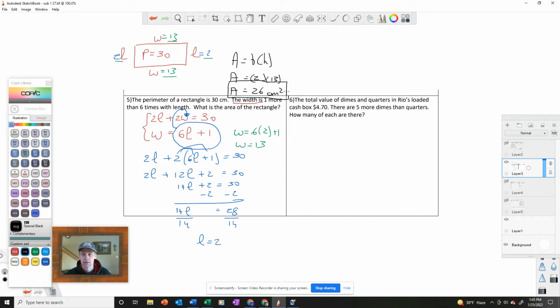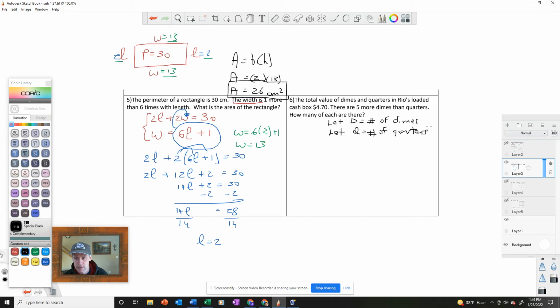Number 6, the total value of dimes and quarters in Rio's loaded cash box is 470. There are 5 more dimes than quarters. How many are there of each? Okay. Well, for this one, you need to say, first of all, your variables. I'm going to use D and Q. Let D equal the number of dimes. And we'll say let Q equal the number of quarters.